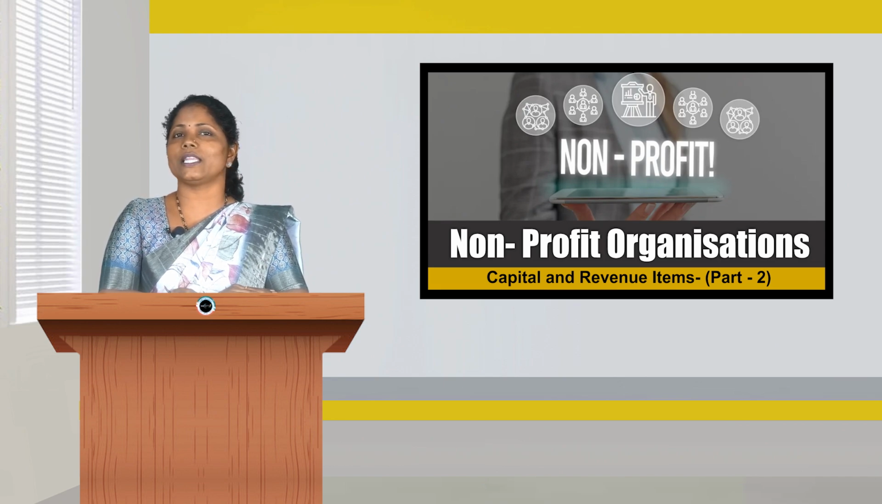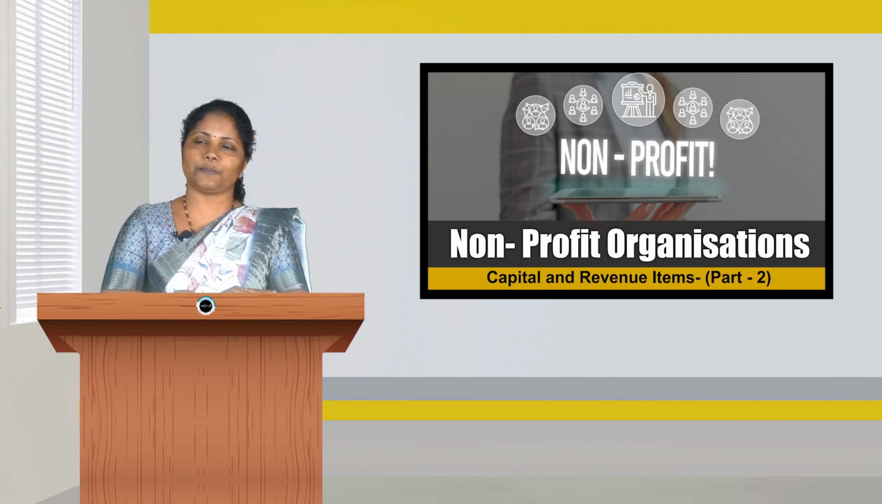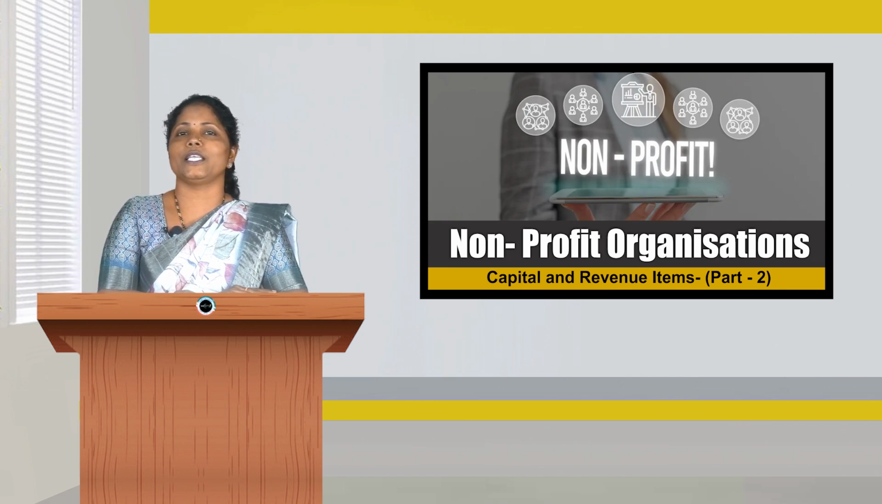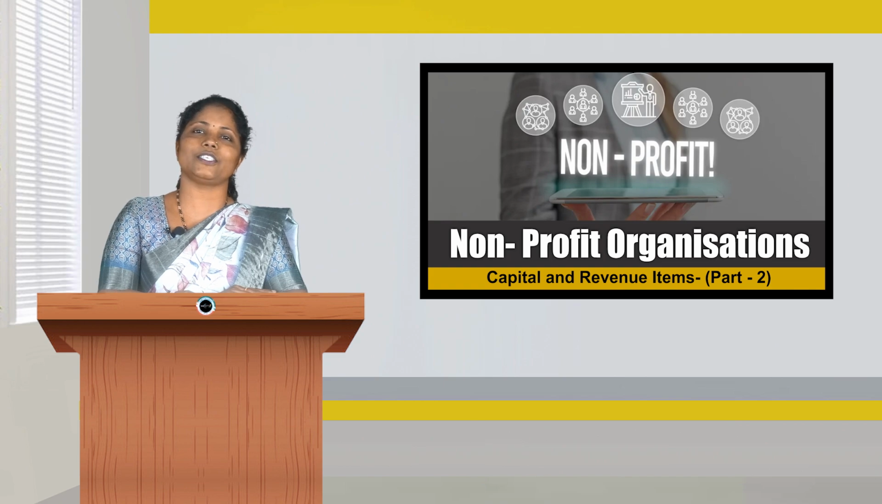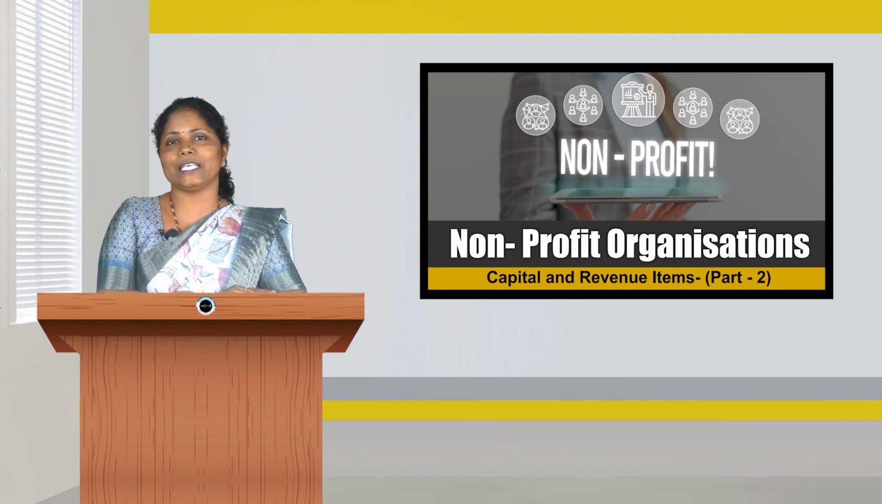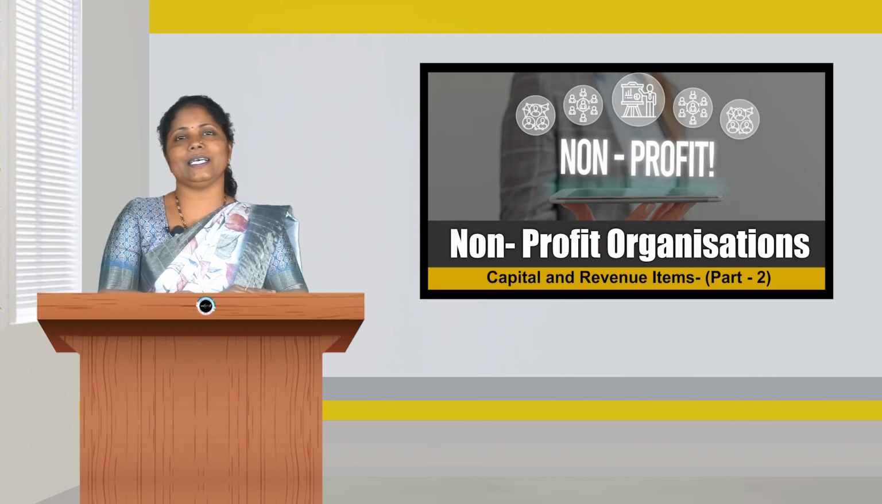Let us see which are all the examples for capital expenditure. The first one is cost of fixed or permanent assets. The cost of land, cost of building, machinery, furniture or goodwill, any of the intangible assets are the examples for capital expenditure because the fixed assets are purchased by the non-trading or trading concerns once.